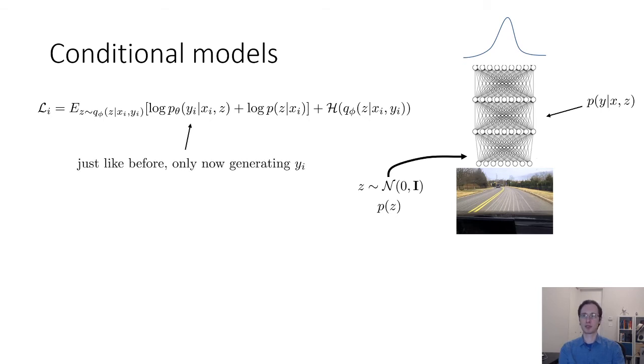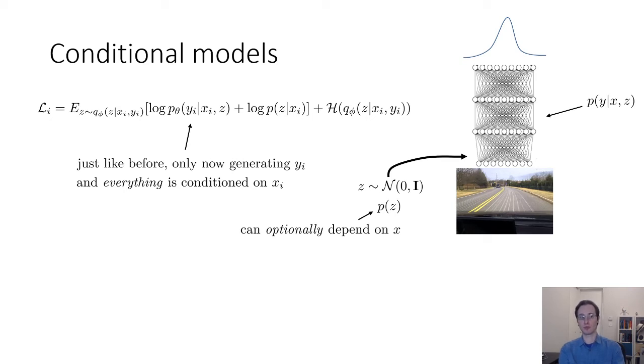if I want, for example, multimodal imitation learning. But generally everything is basically the same, only now we're generating y and conditioning everything on x. Of course, it's up to us as to whether we make the prior depend on x or not. We also don't have to make the inference network depend on x. In fact, the inference network is a valid lower bound regardless of what it depends on, although it is typically a tighter lower bound if it can match the posterior more accurately.